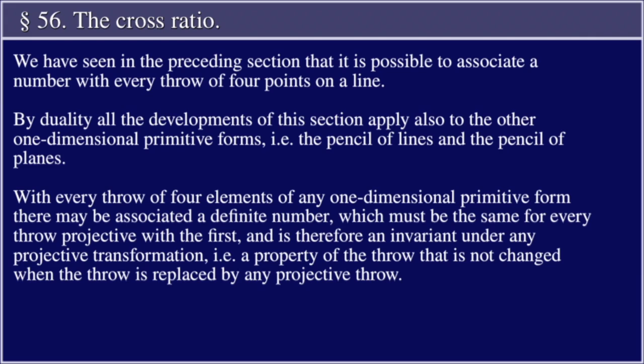With every throw of 4 elements of any one-dimensional primitive form, there may be associated a definite number, which must be the same for every throw projective with the first, and is therefore an invariant under any projective transformation, i.e. a property of the throw that is not changed when the throw is replaced by any projective throw.